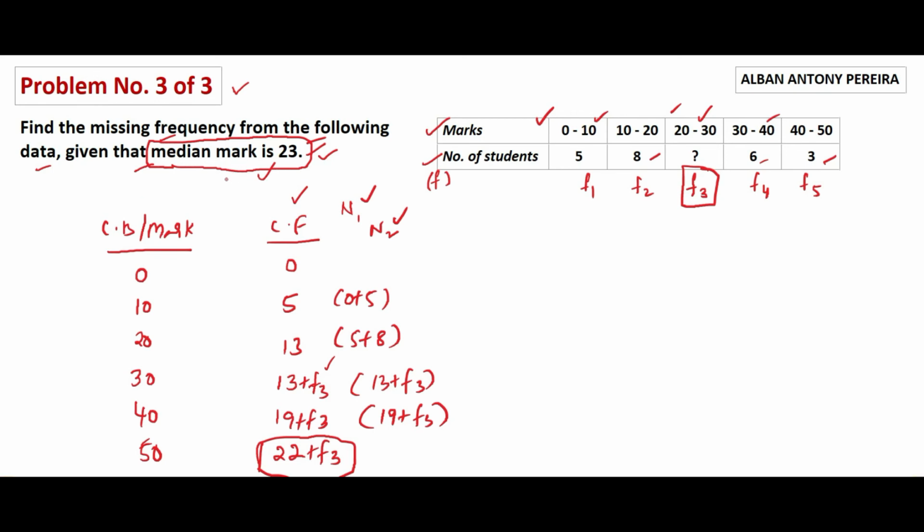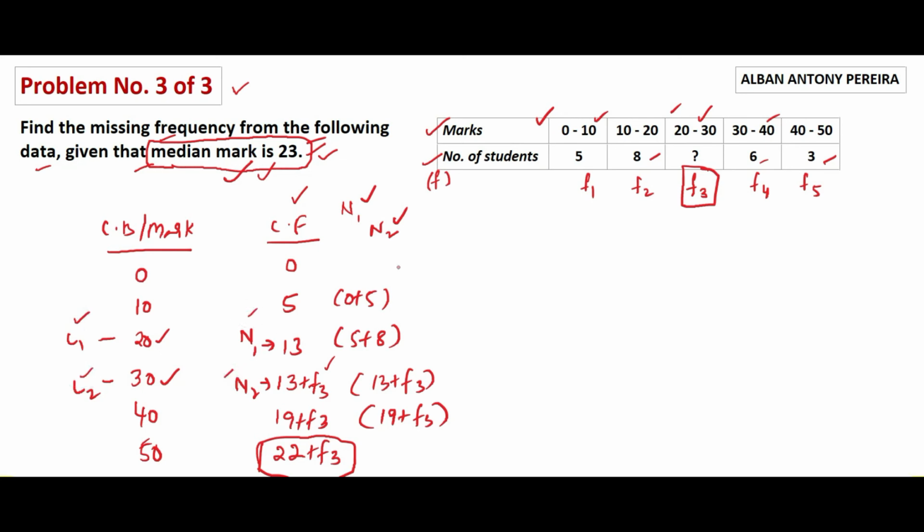Now we are given median mark as 23. Go and find out L1 and L2. L1 is 20, L2 is 30. Why? Because 23 is a number which is between 20 and 30. So opposite to L1 is N1, that is 13, and opposite to L2 is N2, that is 13 plus F3. So now we have the data L1, L2, N1 and N2.